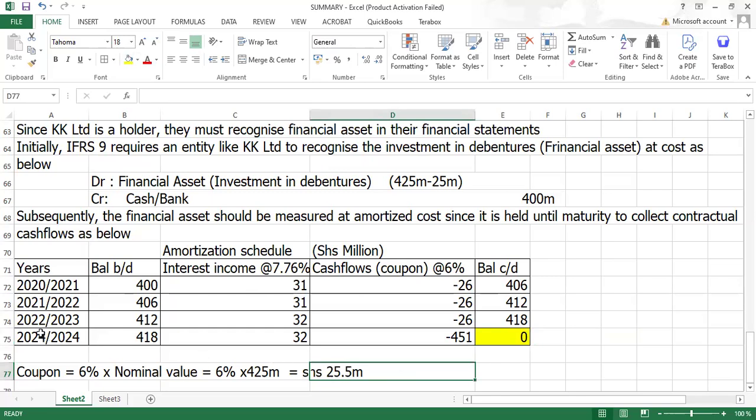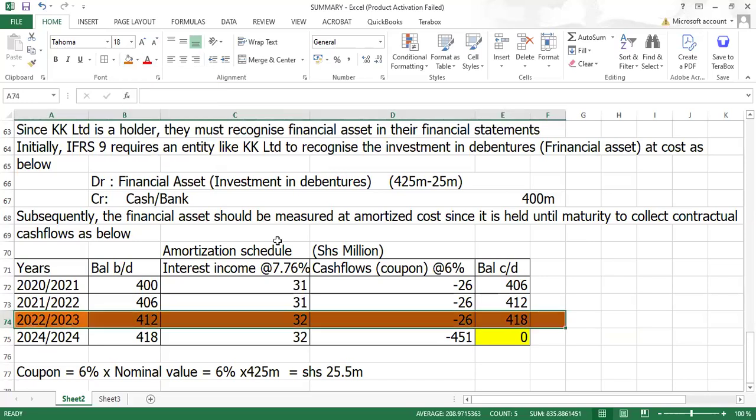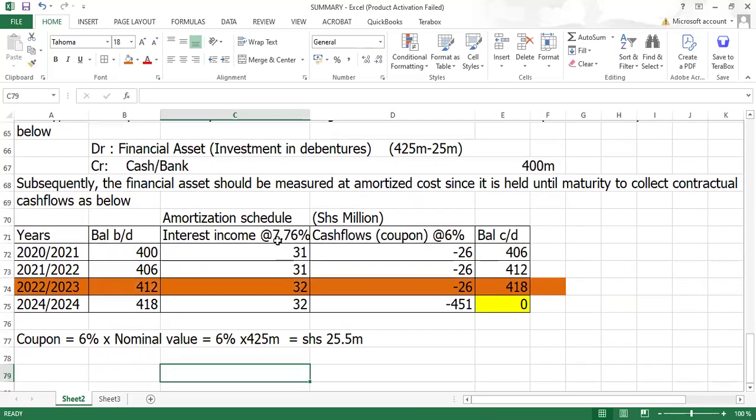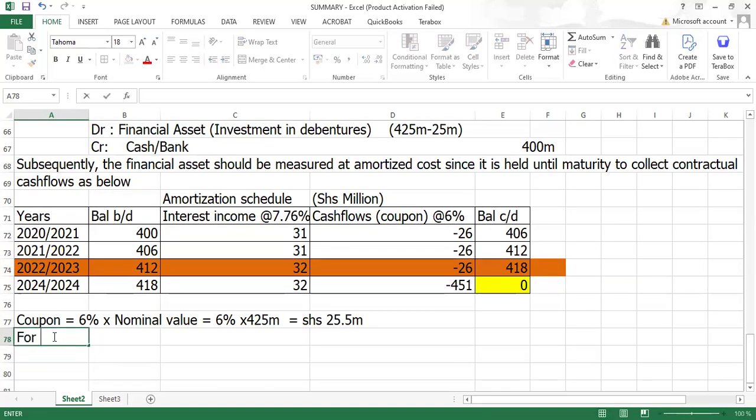But for us, we are interested in this. We are just interested in the year 2022 to 2023. That's what we are interested in. What should we report in that period? So you will just say for the year ended 31st March 2023, KK Limited should recognize the following.